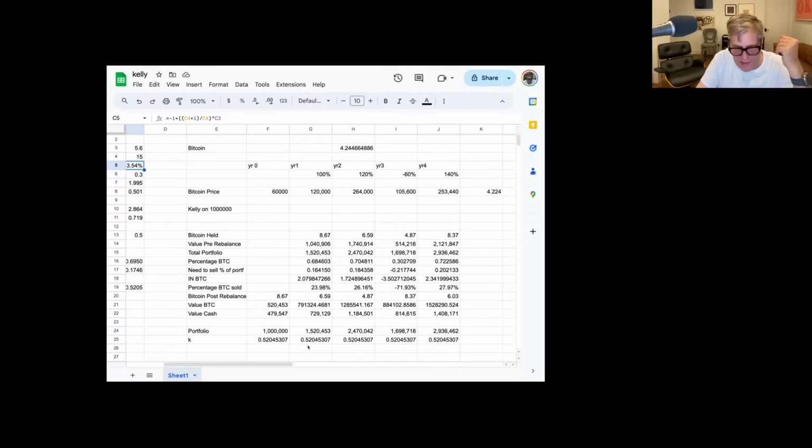So as you can see, this is pretty amazing, because you get 3 times your money and you're never more than 50% in Bitcoin. So you're not all in. So this is the Kelly criterion. There's a lot more we can do with this. We can model it. And I just wanted to get your juices flowing so you understand a little bit here.